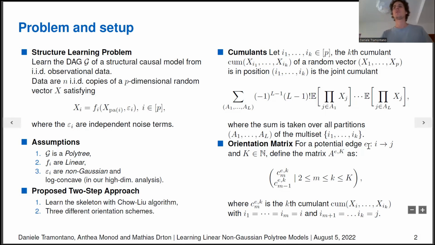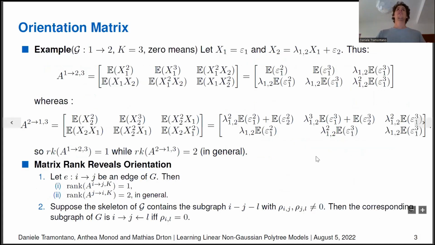In particular, we assign to each potential edge an orientation matrix, and we prove that if the edge actually belongs to the graph, the rank of this matrix is 1, while if you take the same edge but with reversed orientation, the rank of this matrix is 2.